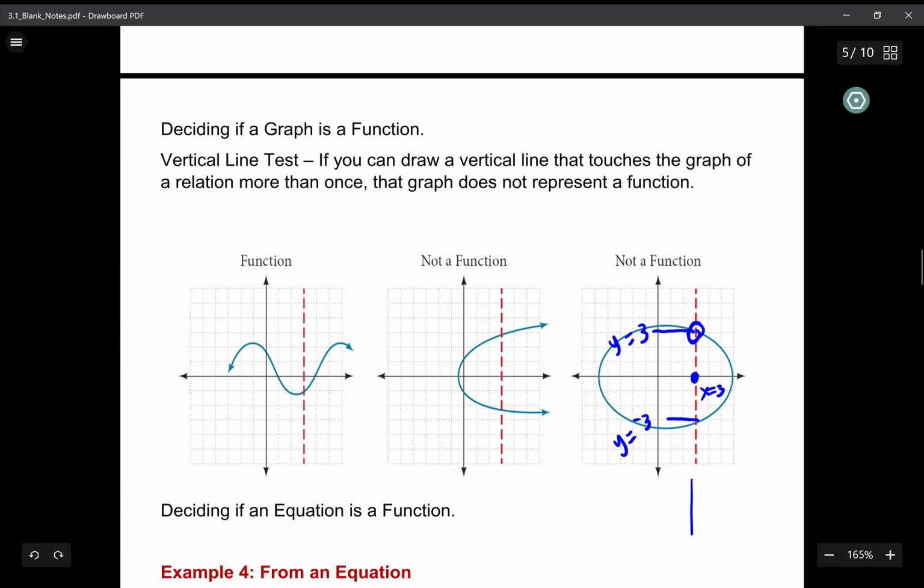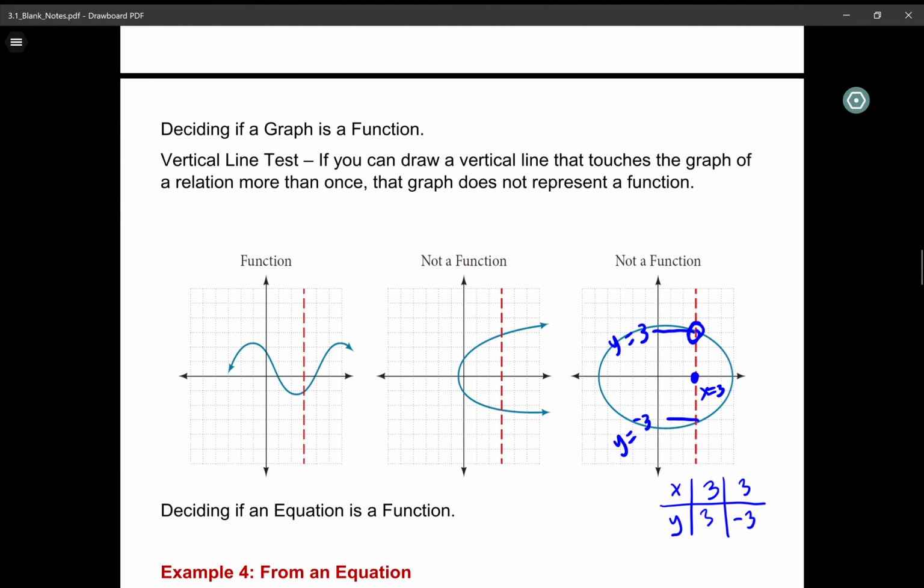So if I built this into a table and I put x equals 3, well, one output is +3 and another one is -3. So I can see right there, relating that back to my table definition, that that is not a function because 3 both goes to 3 and it goes to -3. And that's how the vertical line test works.